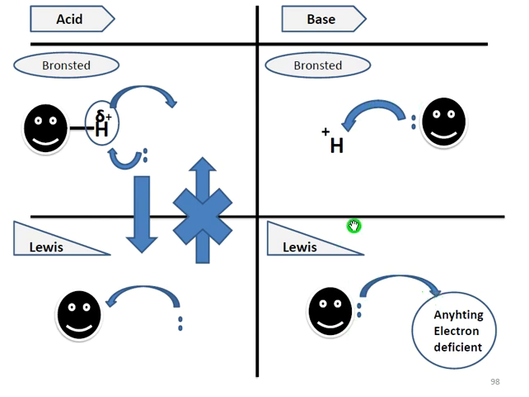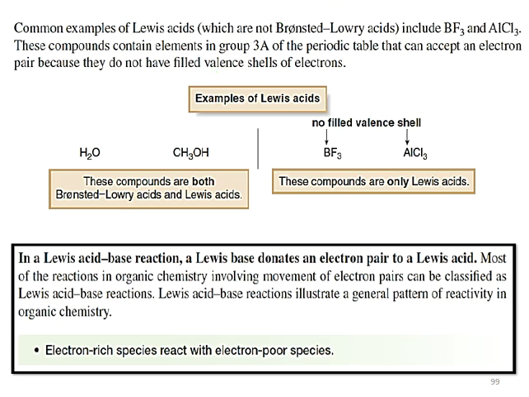Okay, for anything electron deficient. The common examples of Lewis acids which are not Bronsted-Lowry acids include BF3 and AlCl3. This compound contains elements in group 3A of the periodic table that can accept an electron pair because they don't have a full valence shell of electrons. That means the outer shell for these elements, boron and aluminum, does not have 8 electrons. Maybe 7, maybe 6. That means the valence shell electrons are not filled.